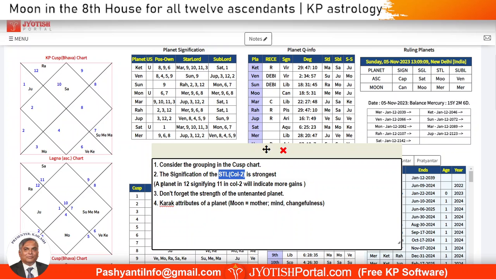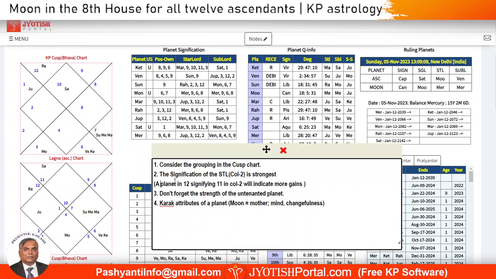For example, if a planet is in the 12th house, but it is signifying the 11th house in column 2, which basically means it is placed in the star of a planet that is related to the 11th house, then that planet, which apparently seemed to be giving the result of the 12th house, will not give the result of the 12th house as strongly as it will give the result of the 11th house, which basically means more profit rather than loss.